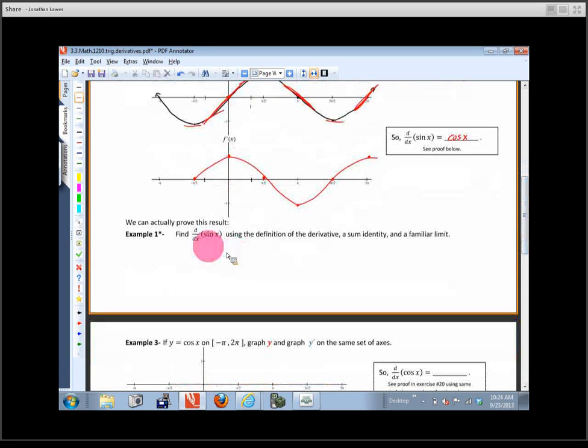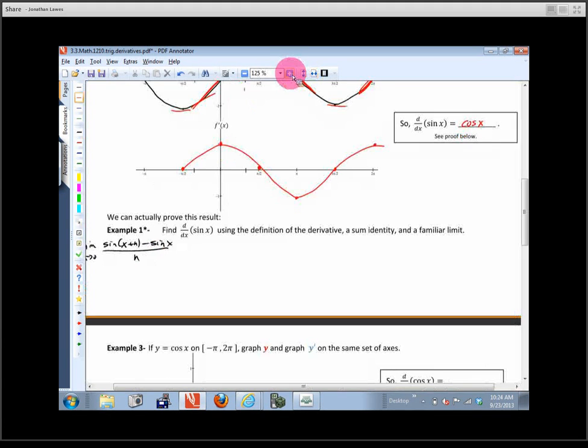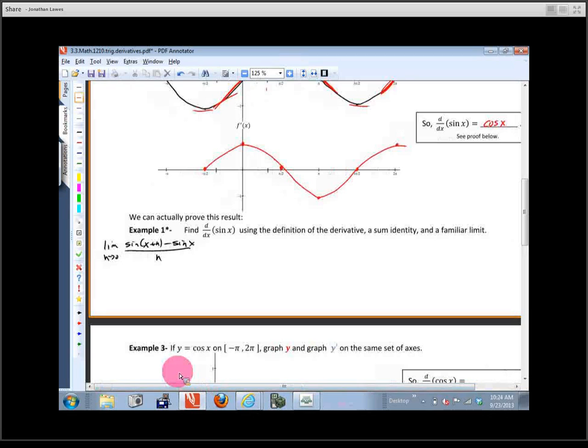And normally when I do a proof, I'll give you a hint as to what's going to happen. We're going to use the definition of the derivative, so that's going to be the limit of the difference quotient, a sum identity, and then a familiar limit. So let's take a look here. So we're going to take the limit as h approaches 0 of sine of x plus h minus the sine of x, all over h. And again, the reason we like this format is because we're generally used to simplifying, and that's what we're going to be doing a bunch of here.